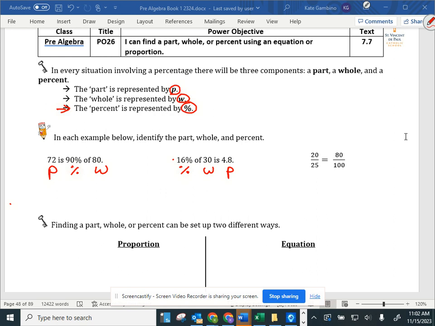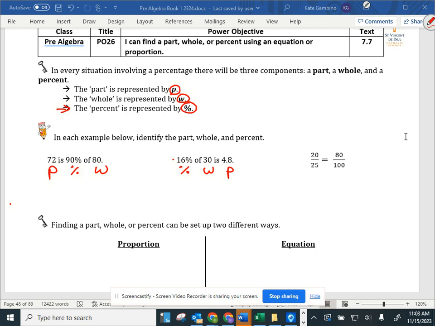Oh my goodness. They worded it even differently on the next one. 20 over 25 equals 80 over 100. They don't have a percentage sign. How do I know what my percent is? Because I need a part, a whole, and a percent. Grace? How did you get 80%? There's no percent sign.